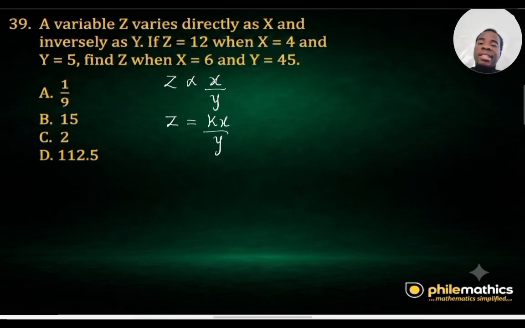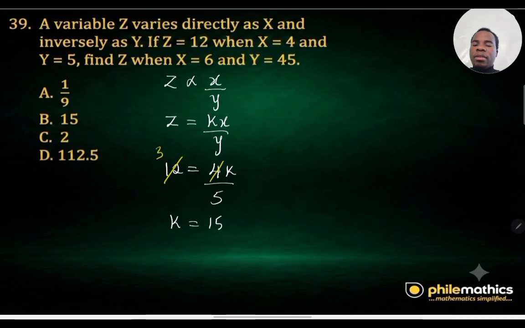Whenever we are given x and z, we can look for y. Whenever we are given y and z, we can look for x. Now, how do we look for k? We look for it by what we are given. z is 12, x is 4, this is 4k, and y is 5, this is 5. 4 can go into 12 3 times, and 5 times 3 is 15. So it means k is 15.